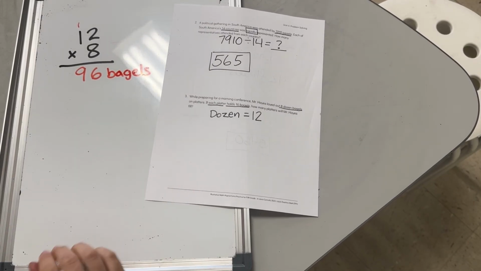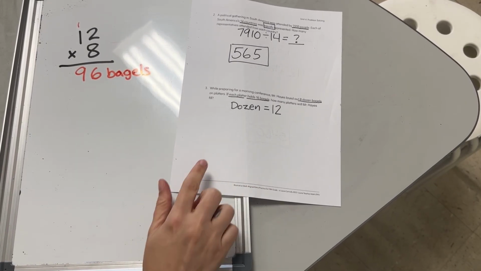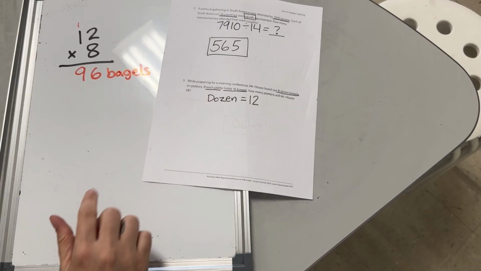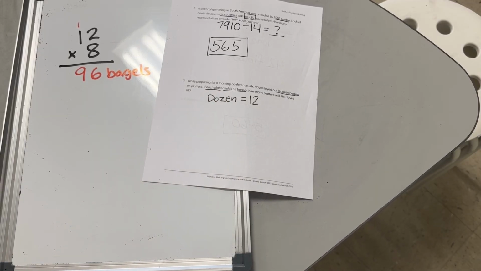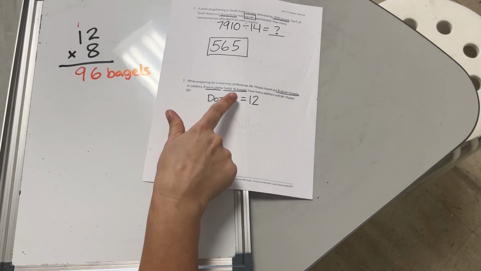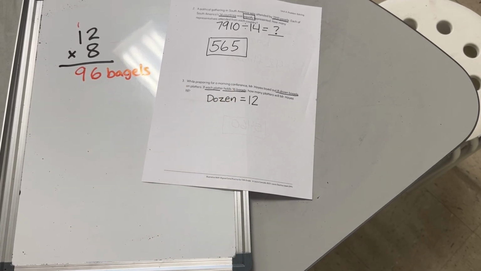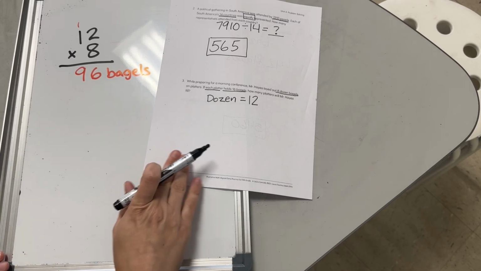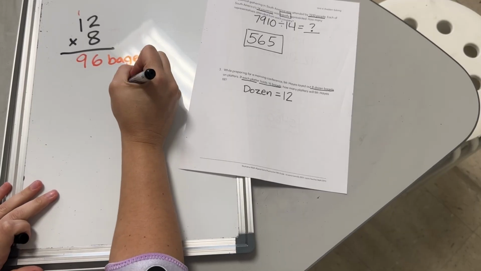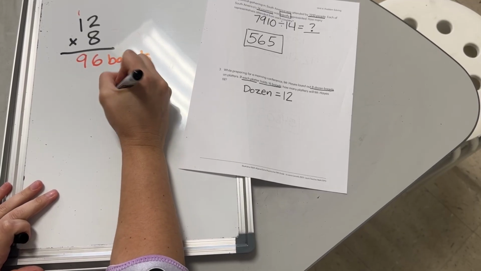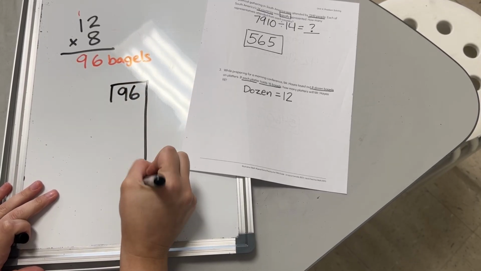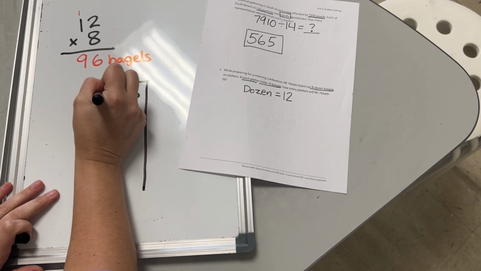Now that I know that there are 96 bagels, it tells me that every platter holds 16 bagels. So I'm going to have to take the number of bagels and divide it by the number that I can put on each platter, 16, to get my total number of platters. So I'll do 96 divided by 16.